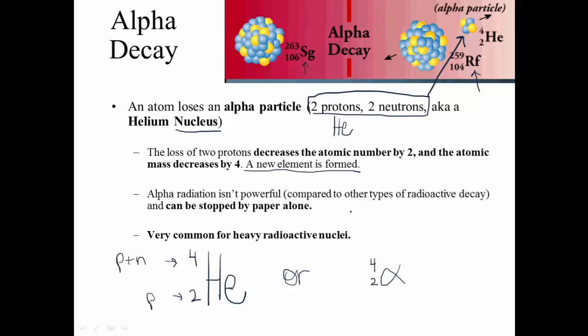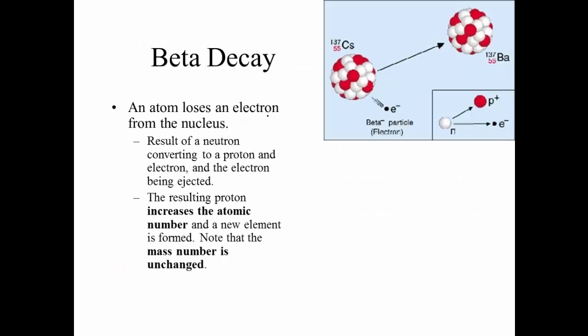Alpha radiation isn't actually very powerful compared to other types of radioactive decay. It can be stopped by something as simple as a piece of paper. And again, this is a very common type of radioactive decay, especially for very heavy elements at the bottom of the periodic table. Another type of radiation is beta decay.